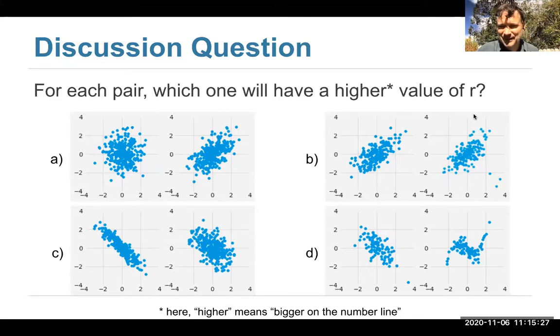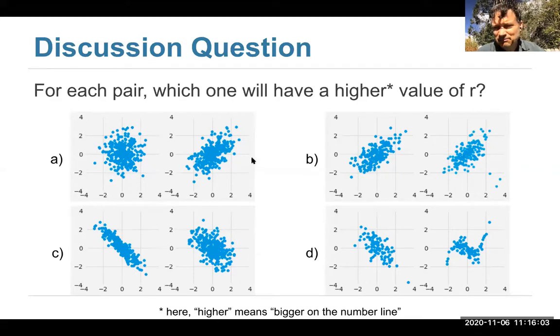Okay. This is a little tricky. Some of these are a little tricky. So let's start with part A. Which of these has a higher value of R? Lots of you were saying the right one does. And I'm with you on that. The correlation coefficient for the left one is probably about 0. I don't see much of an association. And for the right one, there's a positive association. So the correlation coefficient might be a half, some fractional positive value. In any case, bigger than 0. So for A, the right one is correct.